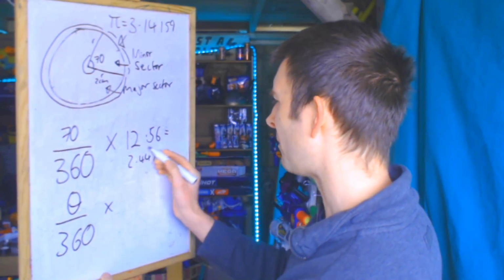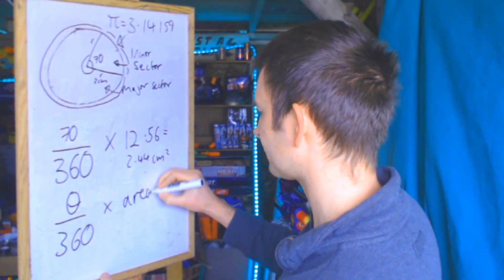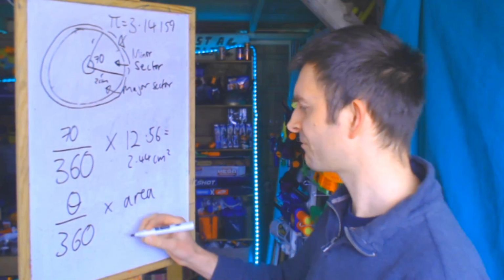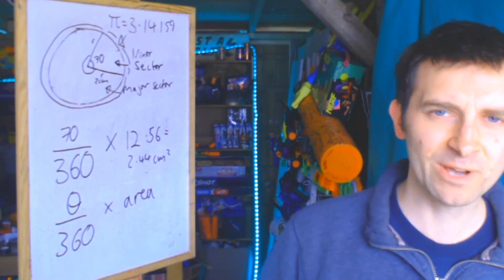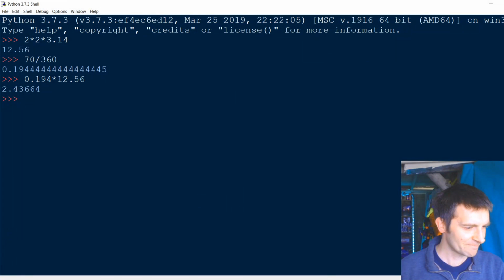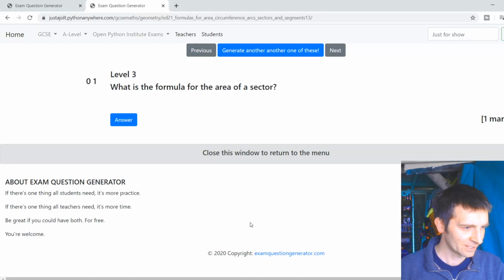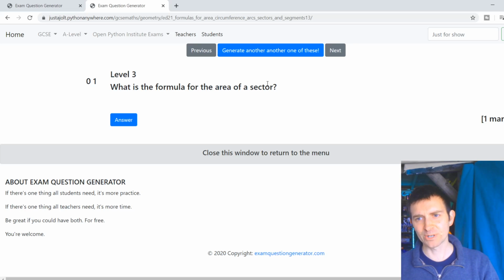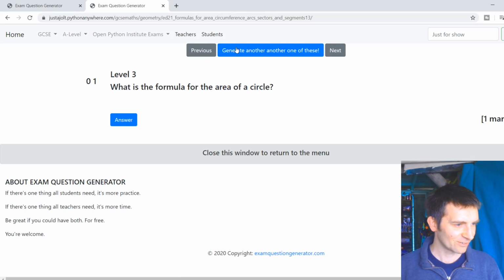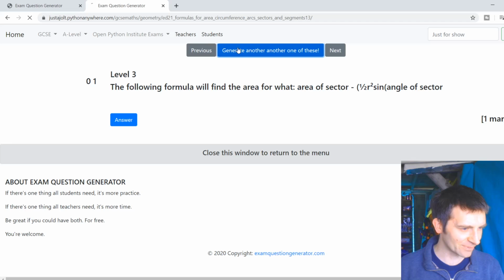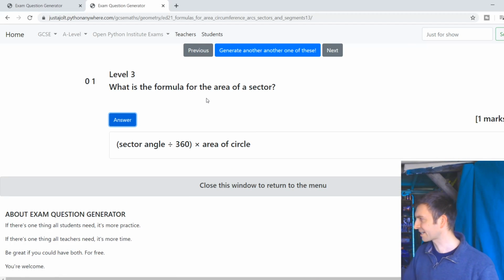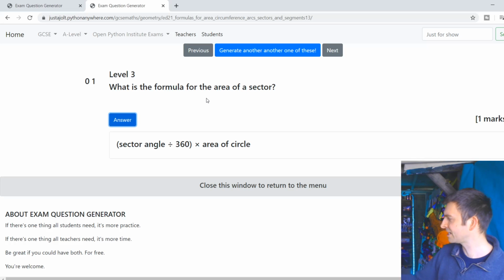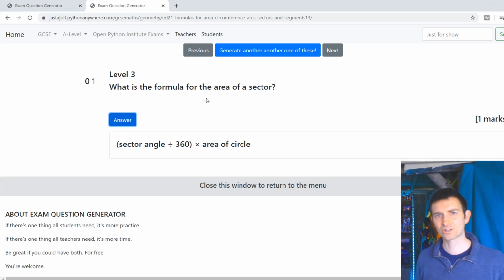Times, and what was this? This was the area of the whole circle. And that will give us the area of our sector. Let's go back to the website and let's see if that's the case, shall we? So let's go back here again. So what's the formula for the area of a sector? And if I've programmed this correctly, oh no, good heavens! Oh, it went away. I pressed the wrong thing. There it is again. And what we've got is the sector angle divided by 360 times the area of the circle. All right, and that's the formula we would use.